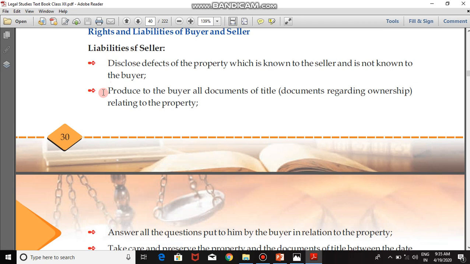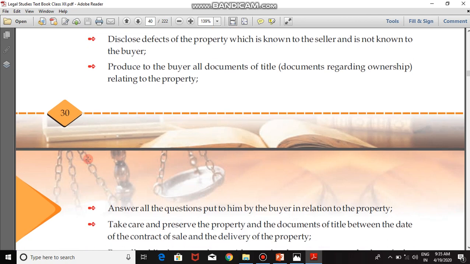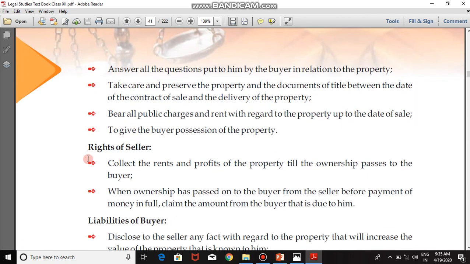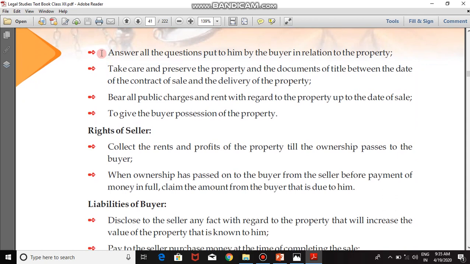जितने भी documents उससे related हैं, वो सारे documents produce करने होते हैं, सारे documents देने होते हैं buyer को when the buyer gives money in exchange of that property. Answer all questions asked by the buyer. Buyer जितने तरह के सवाल पूछता है, जो भी चीजें जानना चाहता है, this is liability of seller to give answers. Take care and preserve the property until the final delivery is made. जब तक property seller से buyer को मिल नहीं जाती है, तब तक सारी चीजें आपको preserve करनी हैं. ये नहीं कि आज आप घर बेच रहे हैं और उसके finally लेने से पहले आप दरवाजे खोल के निकाल के लेके चले जाएं, उसमें चोरी हो जाने दें. No, this is the liability of the seller to take care.